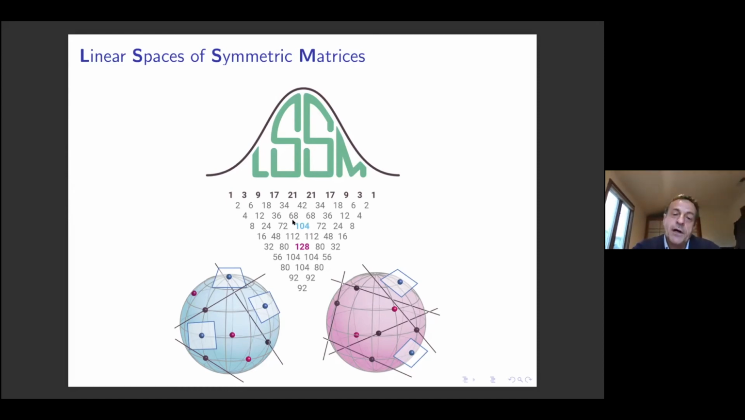For example, the number 104. So let's say I'm giving you 9 figures in three-dimensional space, and the figure is either a point, a line, or a plane. So here in the blue diagram, I give you 3 blue points. I give you 3 red points, 3 blue planes, and 3 black lines. So 3 points, 3 lines, and 3 planes. And now we're asking the question, how many quadratic surfaces, so we're in one high dimension, how many quadratic surfaces are tangent to the 9 given figures?